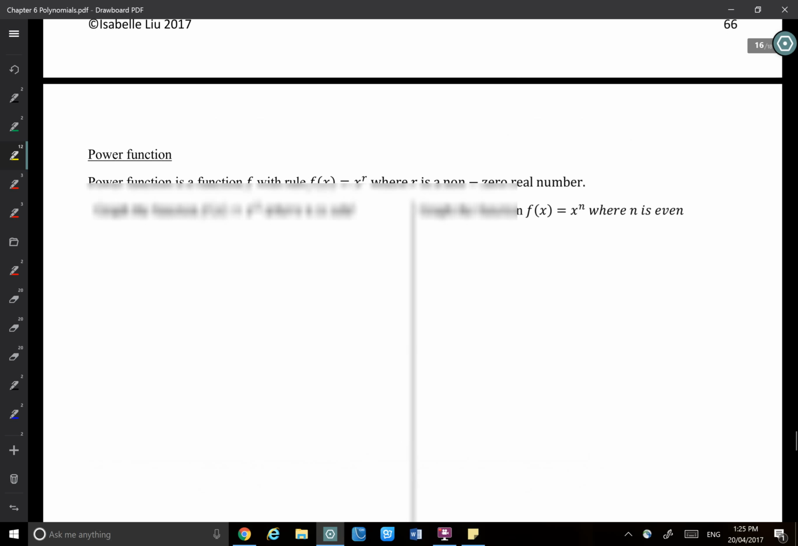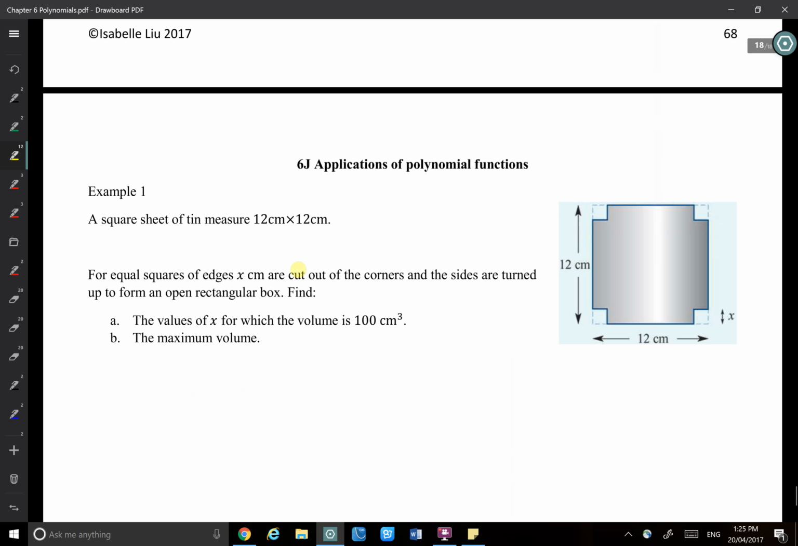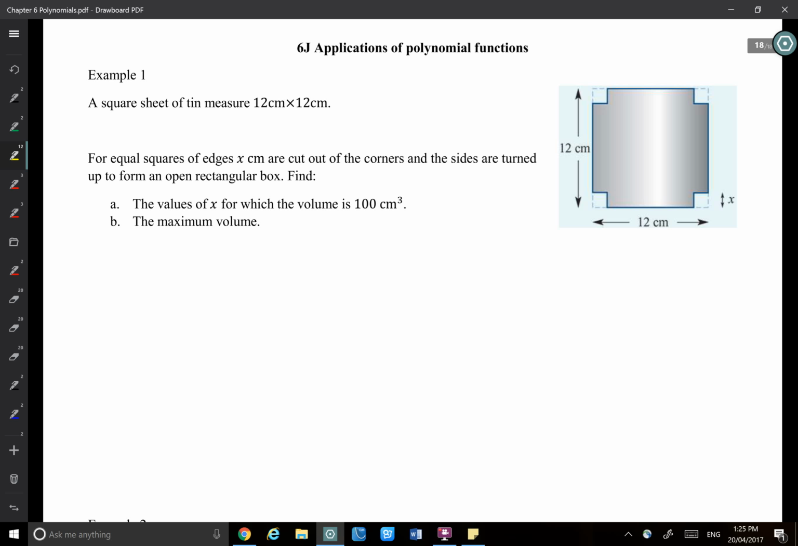Well, let me have a look. Let's have a look at 6J first, the last page, because this will be included in the test, but the middle, 6I, is not included, so let's do this first. Okay, 6J is application of polynomial functions. For application questions, we don't really need to be taught any particular thing. We know all the things already, and it just becomes word questions.